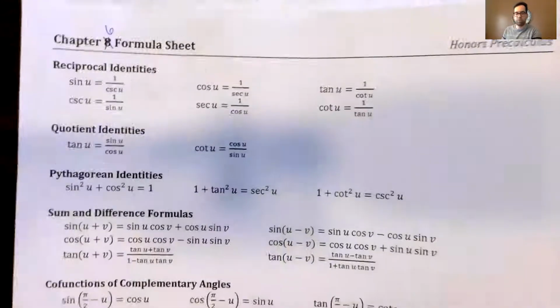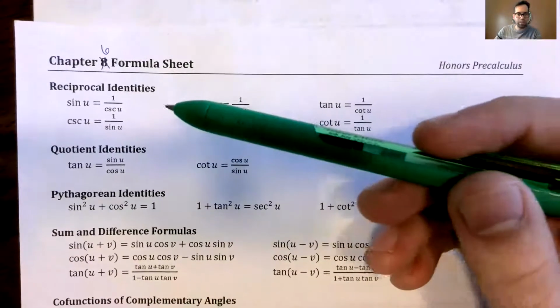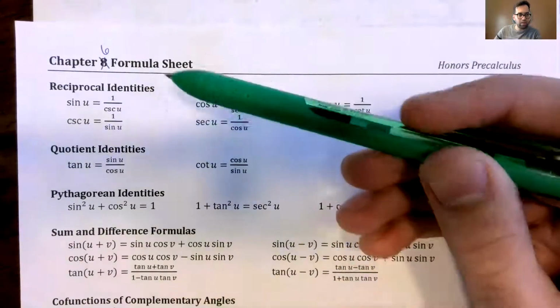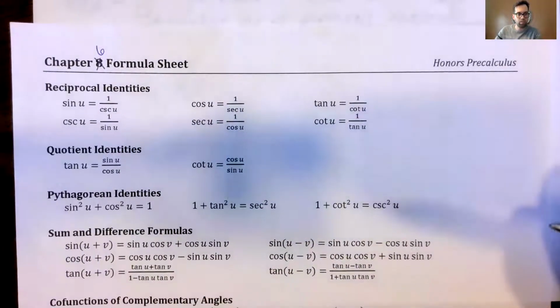Also going to be frequently referencing the formula sheet. And as we have been doing the past several classes, we're only going to be looking at the first 3 sections of identities: reciprocal, quotient, and Pythagorean. So let's start with letter F.